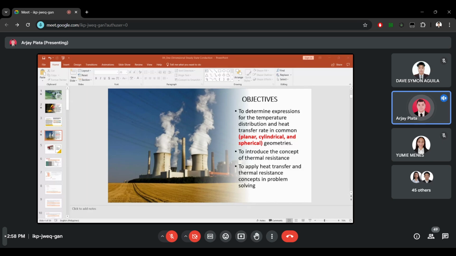So this is our objective: to determine the expressions for the temperature distribution and heat transfer rate in common spherical geometries, to introduce the concept of thermal resistance, and to apply heat transfer and thermal resistance concepts in problem solving. So let's jump to spherical geometries.